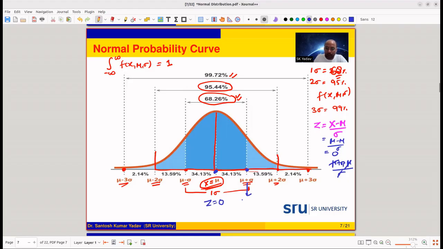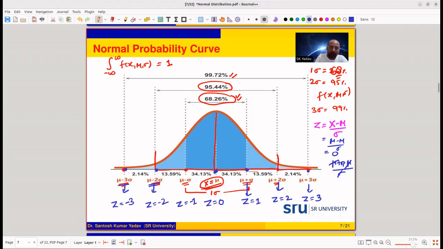So we have Z equal to 1 here. And if I go here for this value, x equal to mu plus 2 sigma, I have Z equal to 2. Similarly, you can find that for x equal to mu plus 3 sigma, I have Z equal to 3. And on the left side, when x equal to mu minus sigma, I have Z equal to minus 1. And at x equal to mu minus 2 sigma, I have Z equal to minus 2. And at x equal to mu minus 3 sigma, for this particular value, I have Z equal to minus 3.